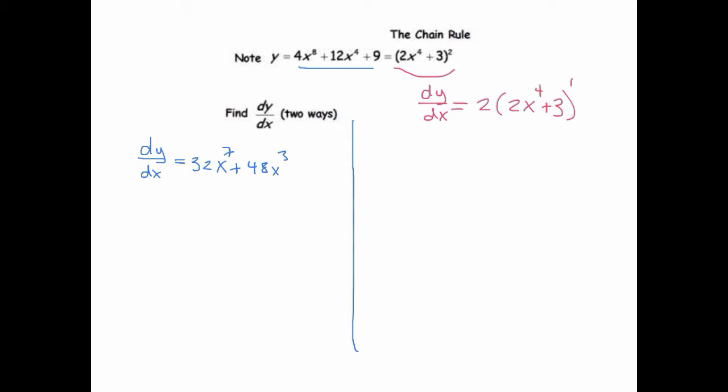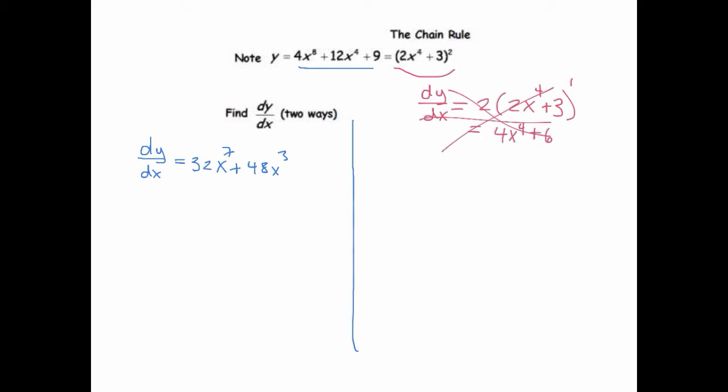The reason I start with this simple example is just compare this to what we have on the left. If we distribute that 2, then we do not get what we know we should be getting, which is 32x to the 7th plus 48x cubed. So this is not true. All right, we're missing a part of that problem.